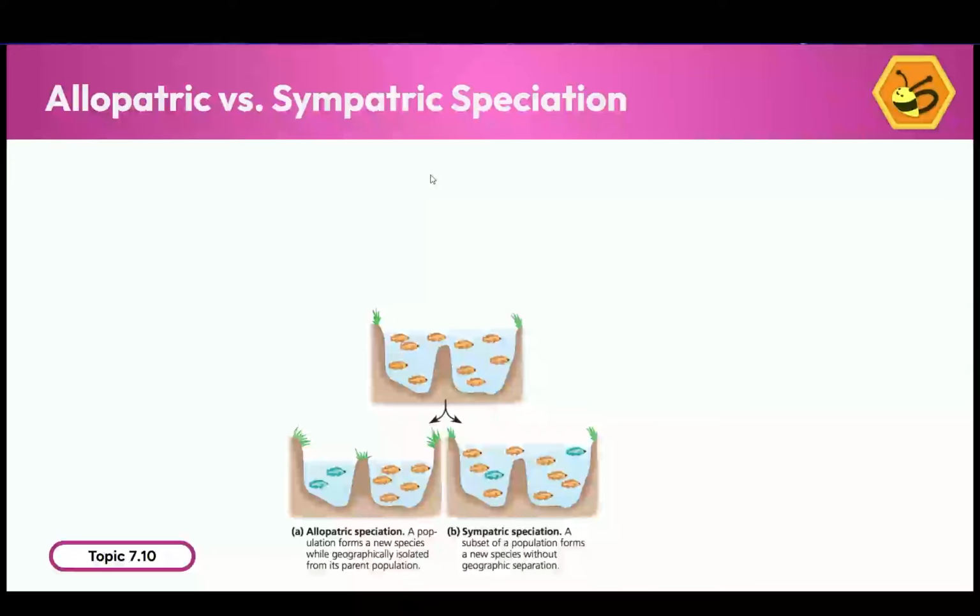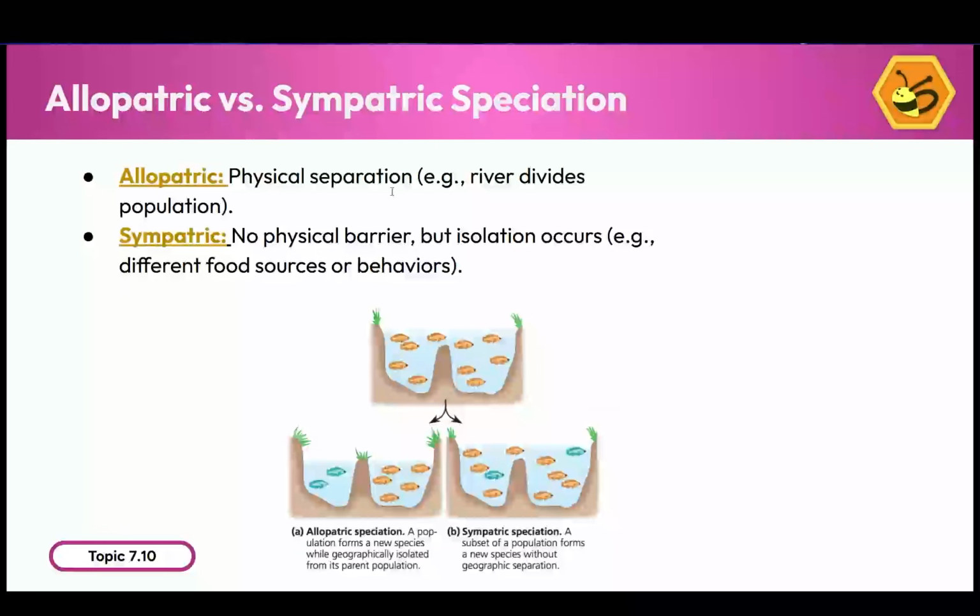All right. So another thing, there's two different types of speciation, and the two types are allopatric and sympatric. And again, this is just something you've got to memorize. Allopatric speciation occurs due to some sort of physical separation, but sympatric speciation occurs because there is no physical barrier. And so allopatric speciation is really straightforward, right? That's just because of physical separation.